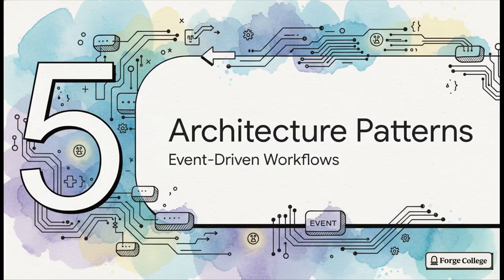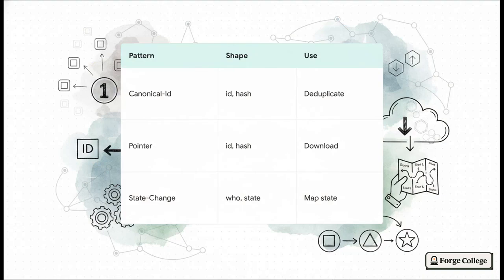Next up, Section 5, event-driven architecture patterns. Designing events isn't just throwing a line of Solidity code at the wall. It's about engineering the entire workflow between your contract and your consumers. Check out this patent-style breakdown of the exact event shapes you should be using. First, the canonical ID pattern. Emit an ID, an actor, and a data hash. Listeners use that ID to deduplicate and backfill efficiently.